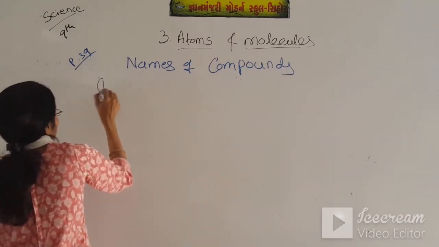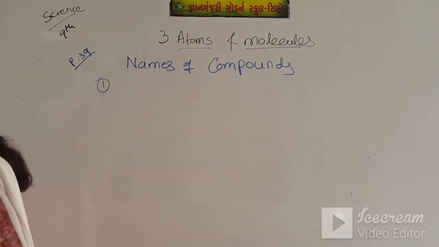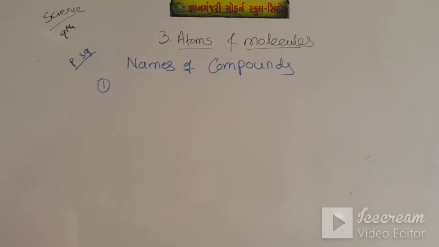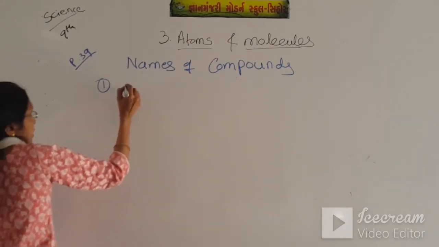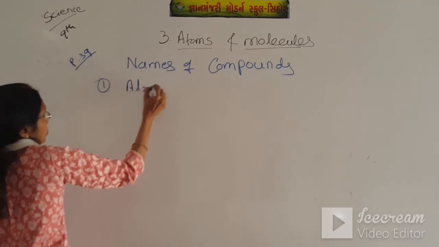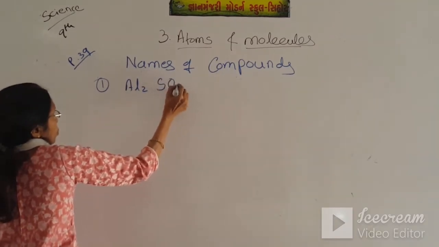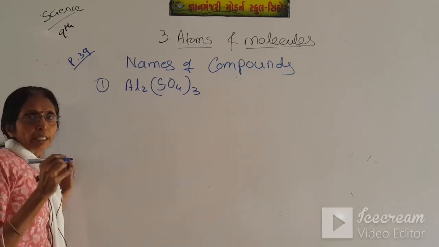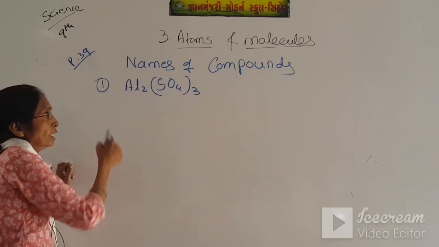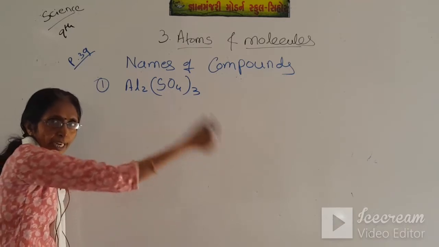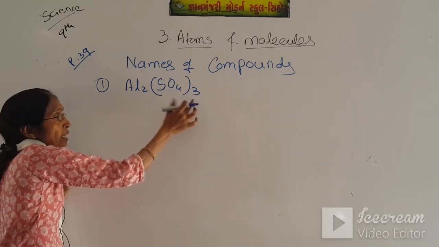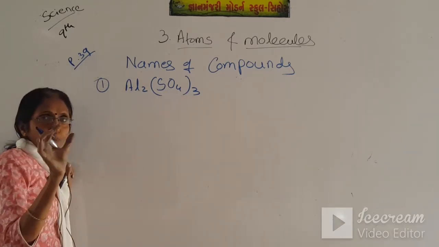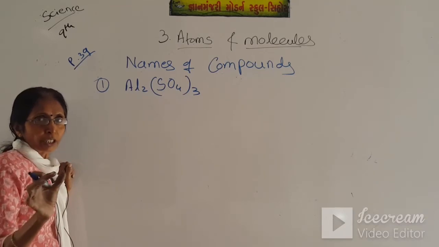Number 1, what is given? Al2(SO4)3. It should be spoken like this, Al2(SO4)3, because this 3 is for the whole group, sulfur and oxygen.